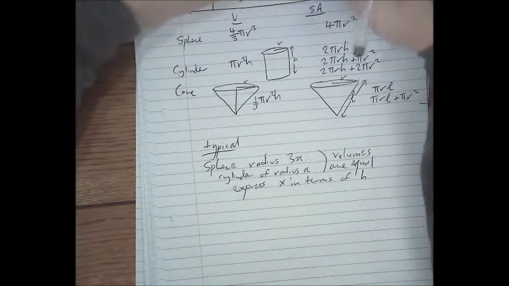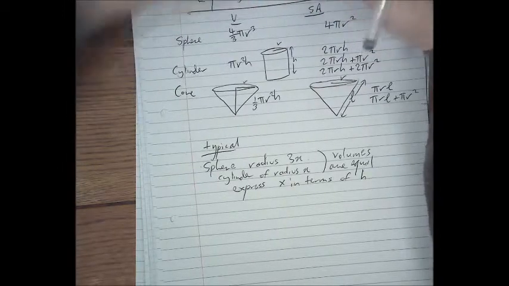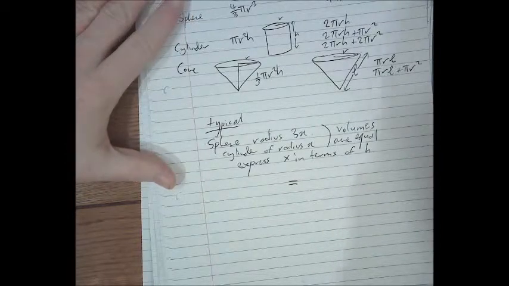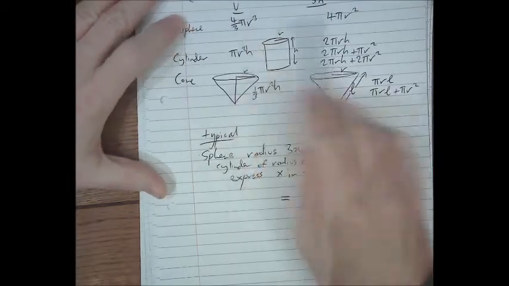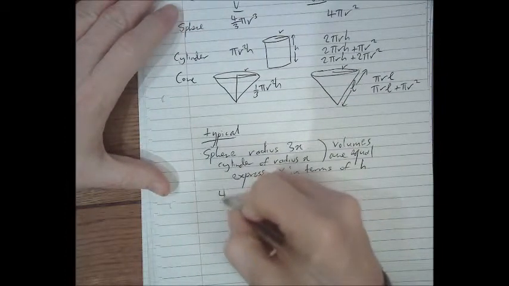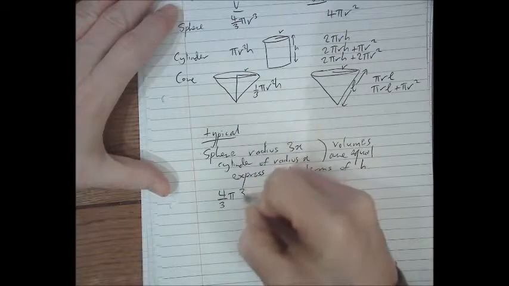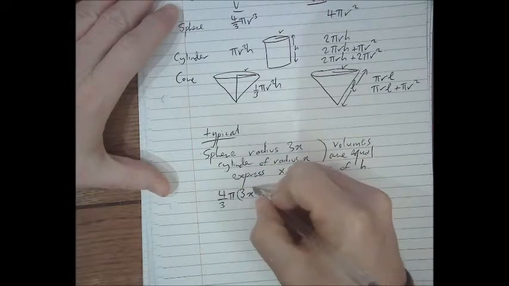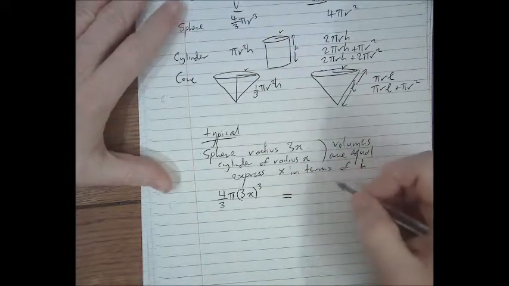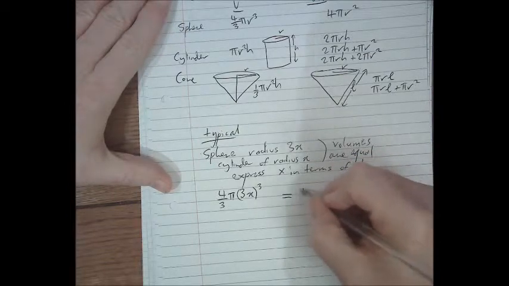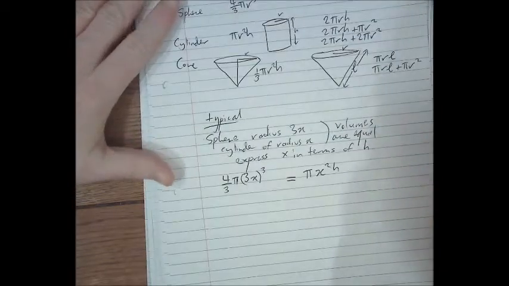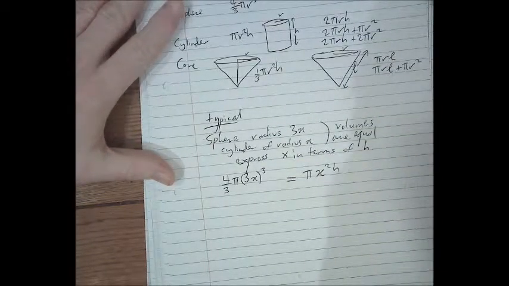Now, it's very easy to get started on this. All you do is write the two formulas, stick an equal sign in between them because the volumes are equal, but instead of using the r's that are in the formulas, you use the details that are given. So the volume of the sphere is 4/3 pi 3x cubed, those brackets are crucial, and the volume of the cylinder is pi x squared h. And now you simplify. Eventually your goal is to get x in terms of h.